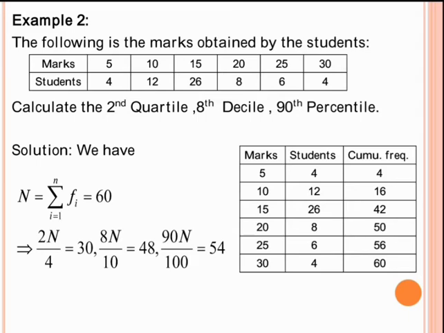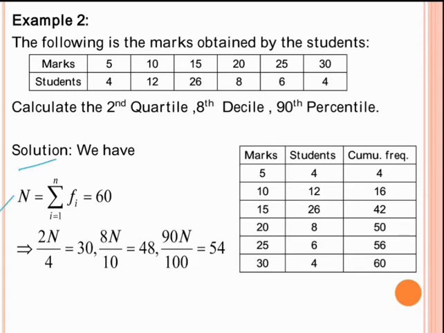So first we will construct a table, since we will need cumulative frequency here. So first we are writing marks over here, and we are writing the number of students over here, right? And we will find the cumulative frequency. Cumulative frequency comes from frequency. So first we will write 4 as it is. 4 plus 12, that is 16. 16 plus 26, that is 42, and so on. And we will take the total of fi. Total of fi will be 60, right? So we are moving towards the solution.